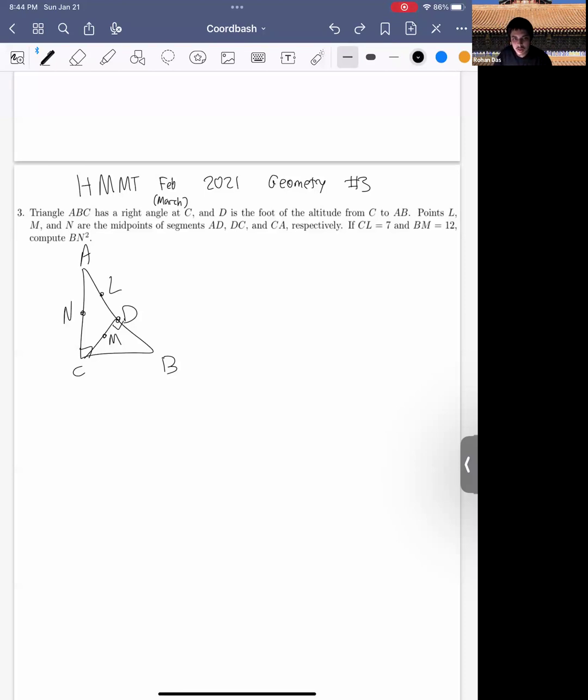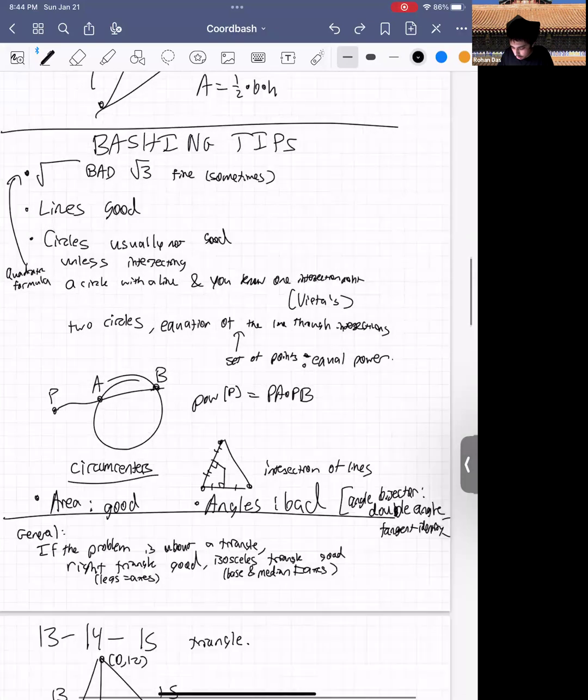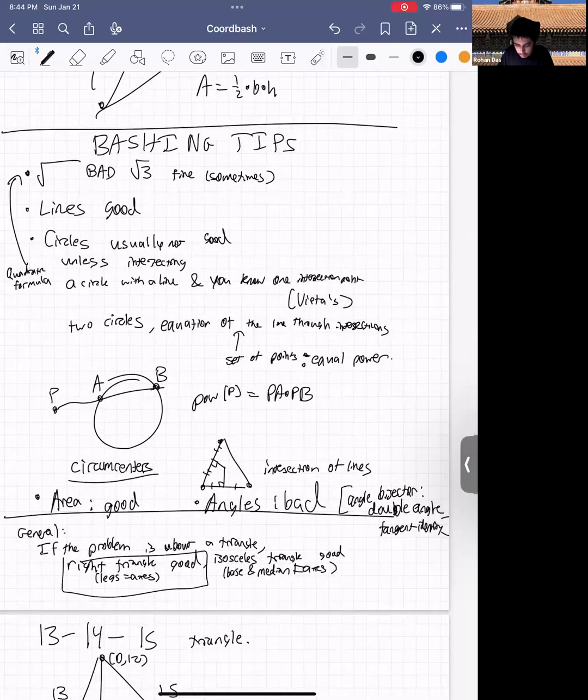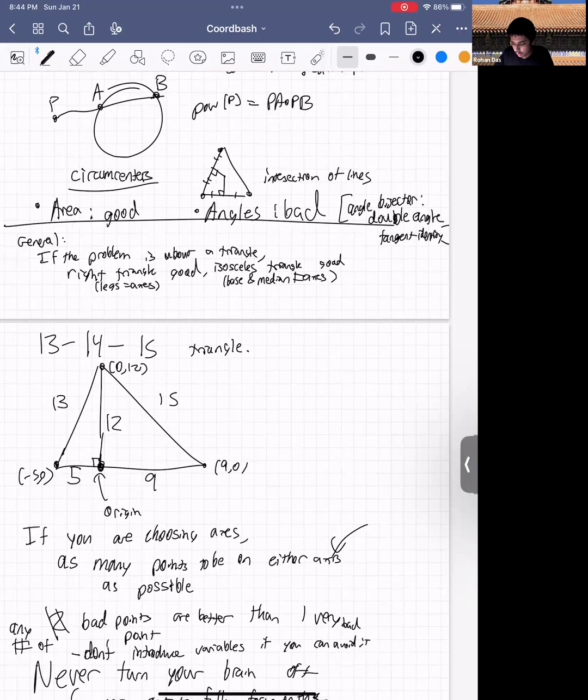And here we can't coordinate bash it too nicely, because we have this point, we have this point, and then L and D are some combinations of them. And taking something like the distance of CL is too hard, as well as the distance of BN. However, we can think back to how we decide to set up a problem. Even though a right triangle is good because we can set its legs as axes, the most important thing is that you want as many points to be on either axis as possible.